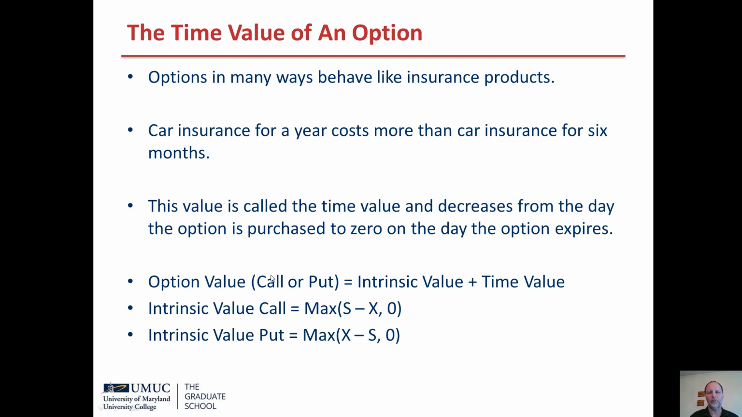So options, whether calls or puts, have an intrinsic value plus a time value. The intrinsic value of a call is the value on the day of expiration, max(S minus X, 0). The intrinsic value on a put is the value on the day of expiration, max(X minus S, 0). To that, you add the time value to get the total value. So in an insurance product, one of these being profitable or positive would be the same thing as your house already burning or your car already being wrecked. And then this is the possibility of that happening over the next 6 months or a year.